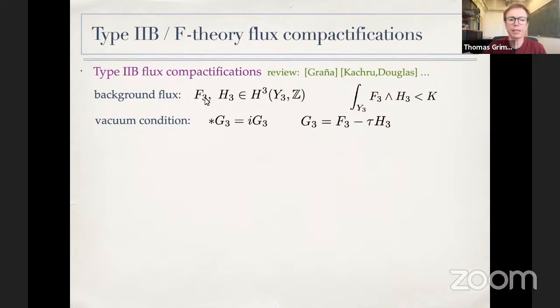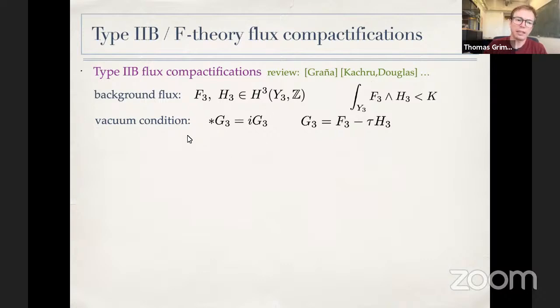So what are background fluxes? Well, they are integral forms, so quantized objects, if you want, in the cohomology group of our compact manifold Y3. In this type 2B setting this can be a Calabi-Yau manifold or a warped Calabi-Yau manifold. They are constrained by a tadpole cancellation condition, and this comes from the fact that we are coupling gravity and we put things on a compact space.